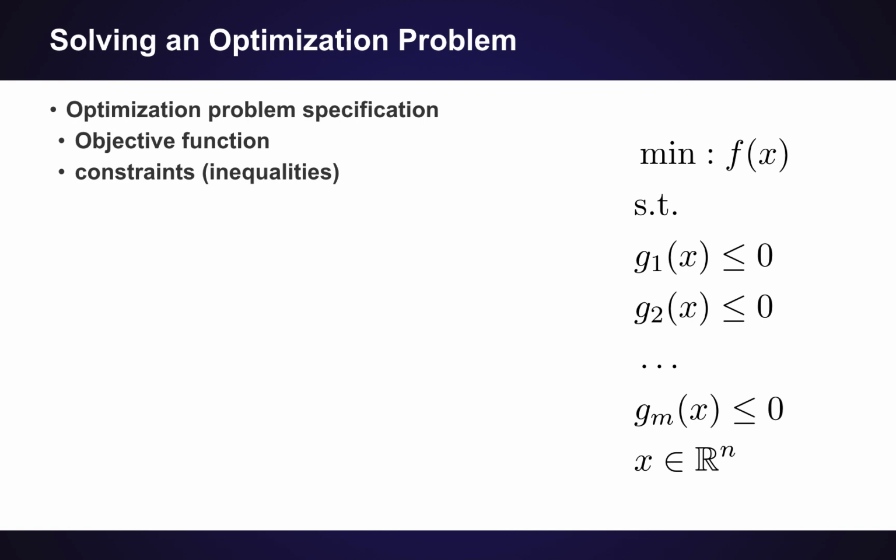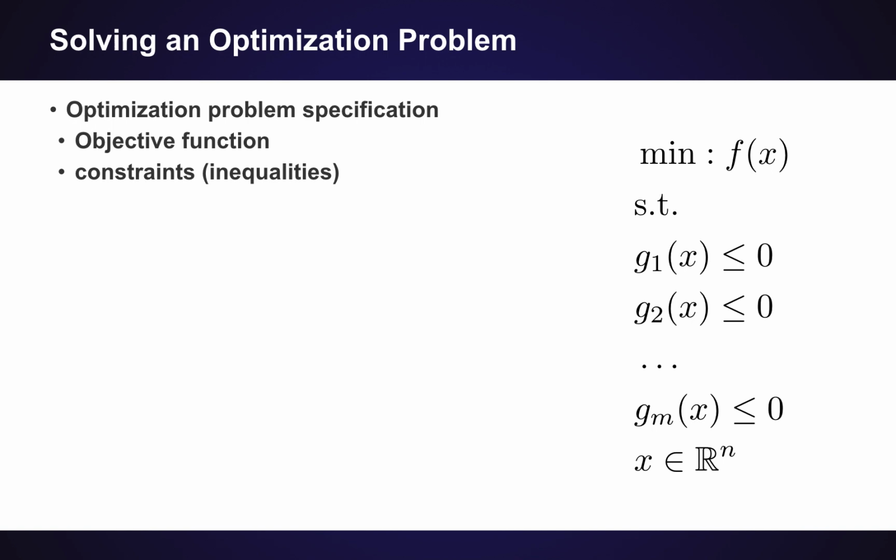So let's talk about solving optimization problems, which is kind of like a generalization of solving nonlinear equations. In an optimization problem specification, you're going to be given an objective function. In this illustration, it's f of x. And then you're going to be given some constraints, which are usually given in the form of inequalities. Here you can see we have constraint G1 and constraint G2 all the way up to Gm. And then the decision variables x will be ranging over all the real numbers.